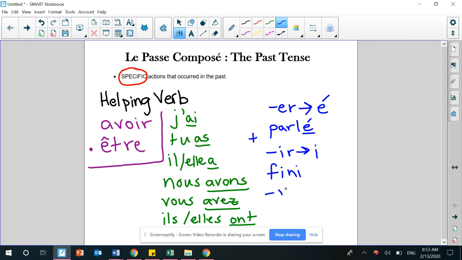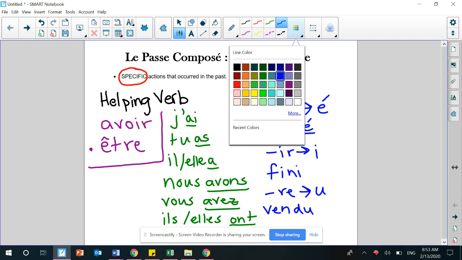And lastly, for RE verbs, I take off the R and the E and I replace it with the U. So for a verb like vendre, to sell, it is an RE verb. It changes from vendre to vendu in the passé composé, sold. So you need both the past participle and the auxiliary verb in order to form the passé composé. So let's see kind of what it looks like or sounds like.